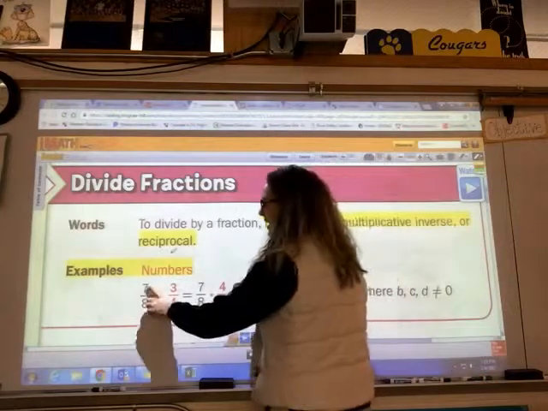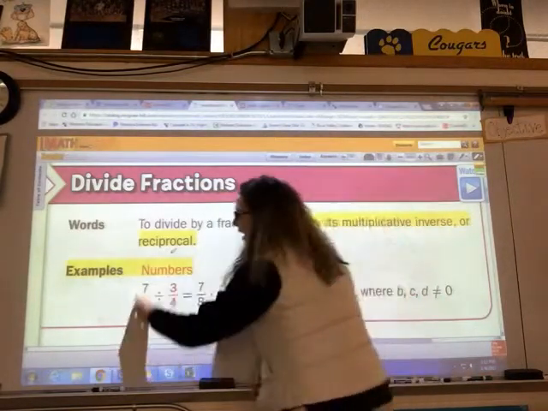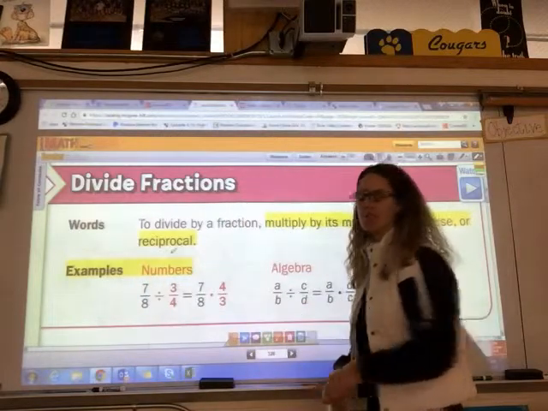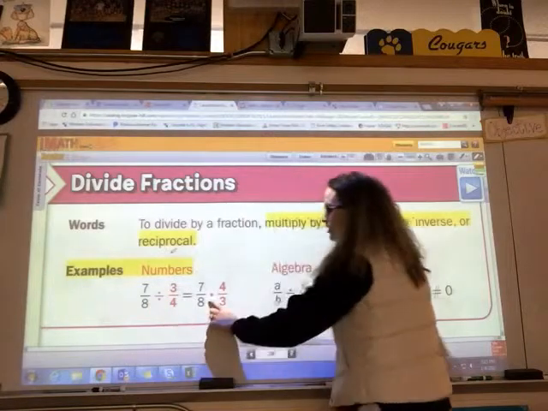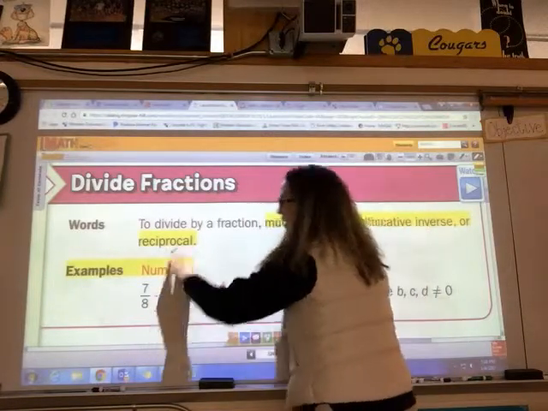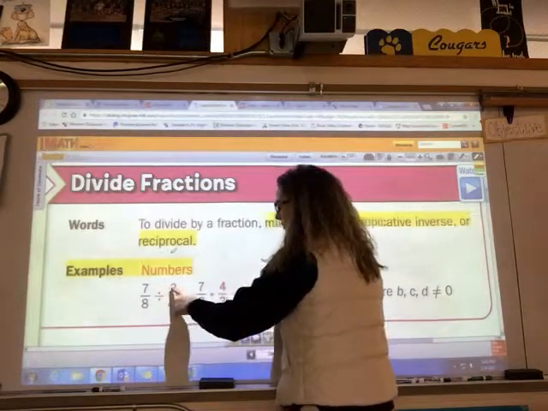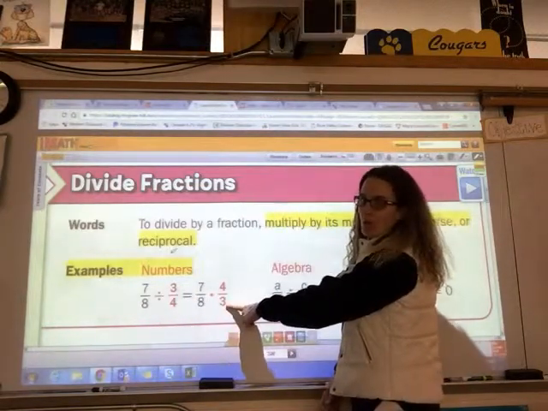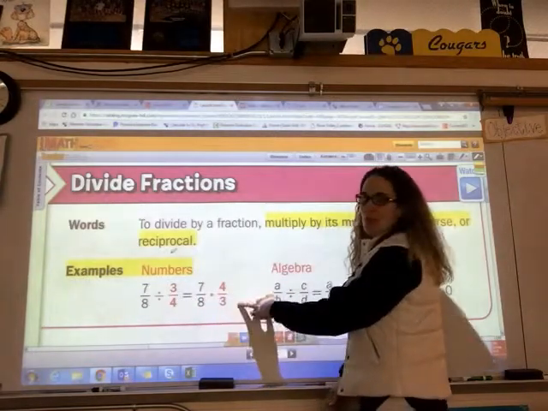So what I mean by that is, if we start off with 7/8 divided by 3/4, this first fraction that's listed always stays the same. So 7/8 stays as 7/8. Division changes to multiplication. You're multiplying by the reciprocal or the multiplicative inverse. So the reciprocal of 3/4 is going to be 4/3. So now I have a new problem set up, 7/8 times 4/3.